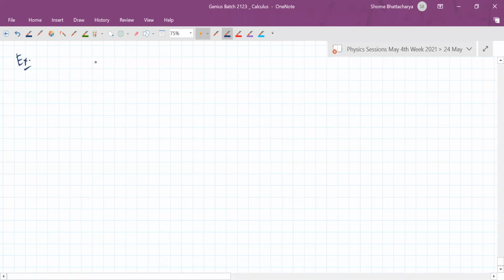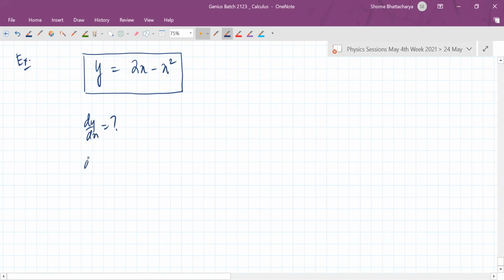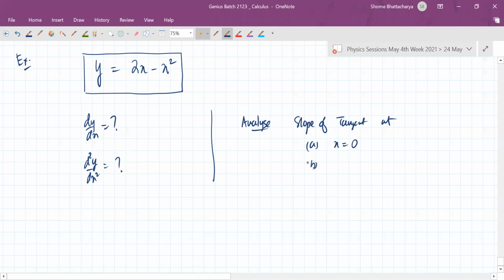Now, next example, let us look at this function y equal to 2x minus x square. Okay, so let us look at dy by dx and second derivative also. Okay, and then let's analyze the slope of tangent at x equal to 0, x equal to 0.5, x equal to 1, x equal to 1.5, x equal to 2. Okay, let's analyze all these things.